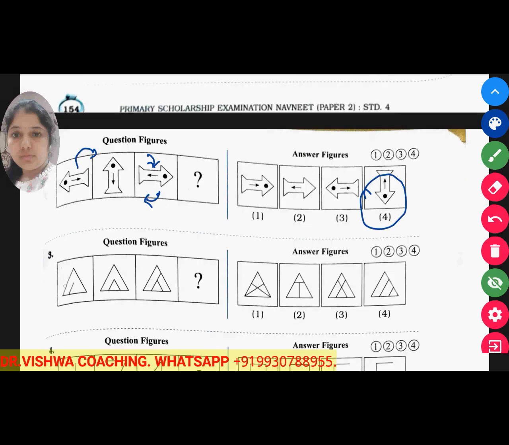Now in the next figure, a triangle is there, and one line segment is inside it. After one, it becomes 2 line segments, then this line segment gets extended. So you have to extend the other remaining line segment. In between these two, one of the options is your answer, but this is not the answer because it doesn't look like the figure. This is the correct answer, the third figure.